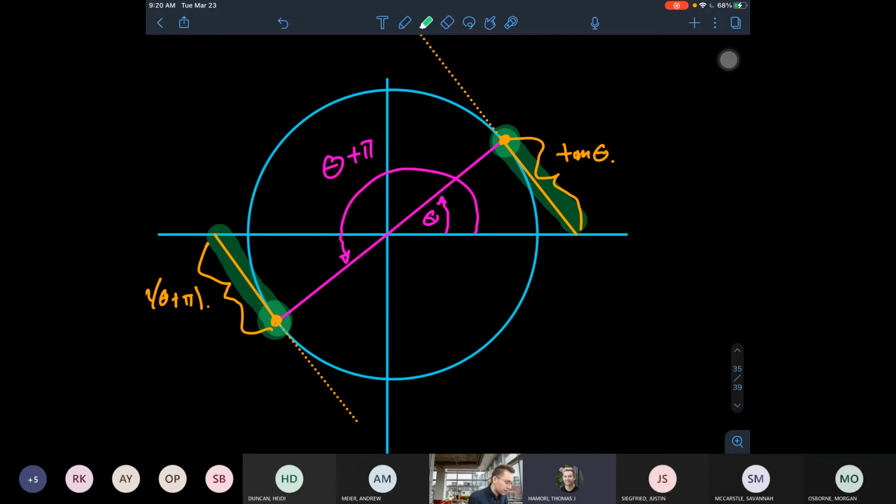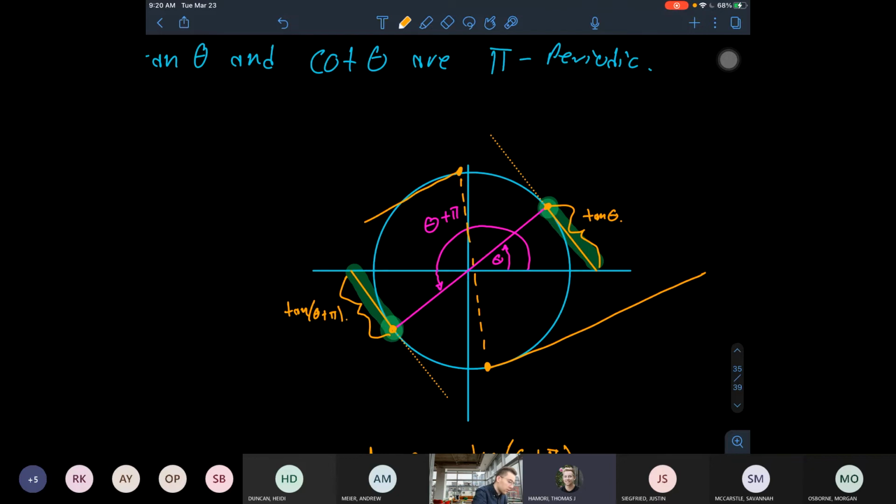Okay, and this will work for any 2 points which are exactly across from one another on our unit circle. We're going to have a long one here. Well, we're also going to have a long one here. Okay, and so on and so forth. So this is why tangent takes the same values in these 2 points.